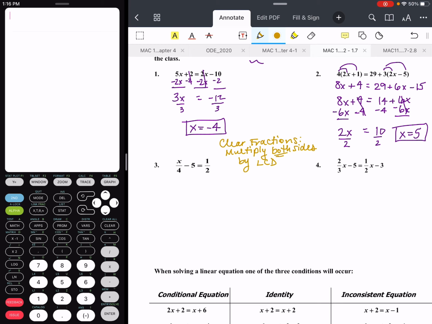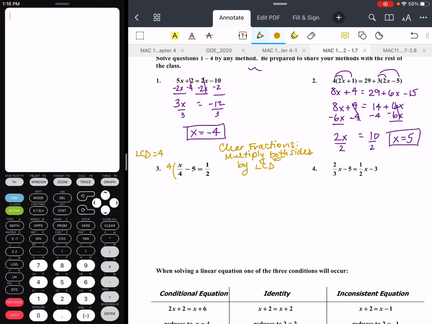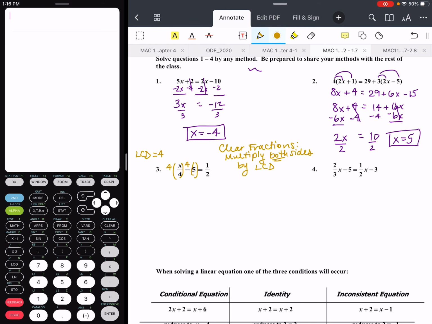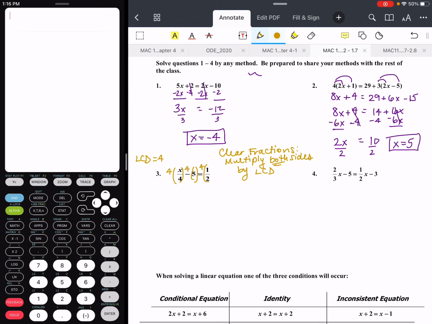Looking at number 3, we have a denominator of 4 and a denominator of 2. So the LCD, the least common denominator, would be 4. So I'm going to multiply all of my terms on the left and right side by 4.